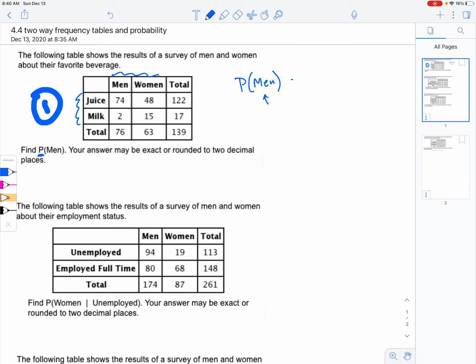So you can answer this question 2 different ways. You could say, how many men are out of the total number of people? So there's 76 men out of 139 people. And the question says you may be exact. What it means by exact is you could just type in a fraction. The issue with fractions is you have to make sure they're simplified. If you're good with simplifying, you could attempt to simplify. If you're not comfortable with simplifying, you might want to use the second option, round it to 2 decimal places.